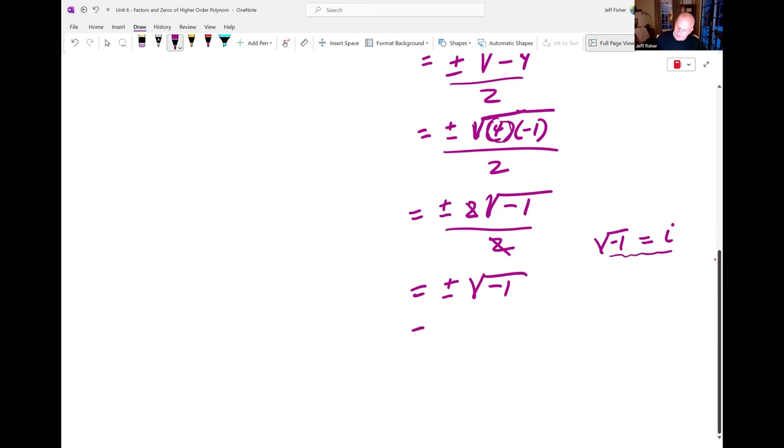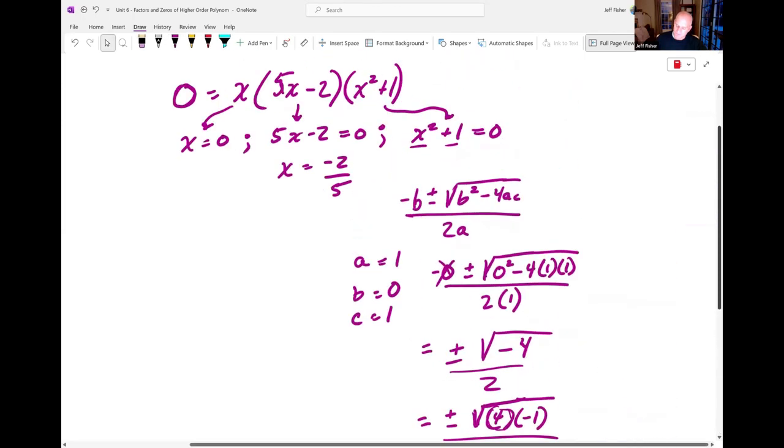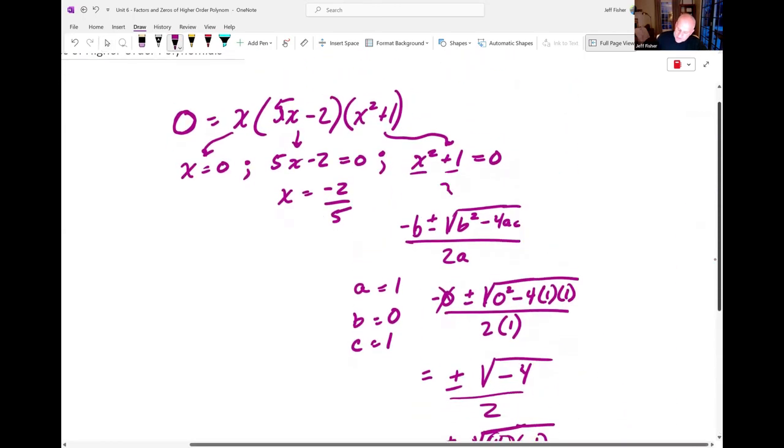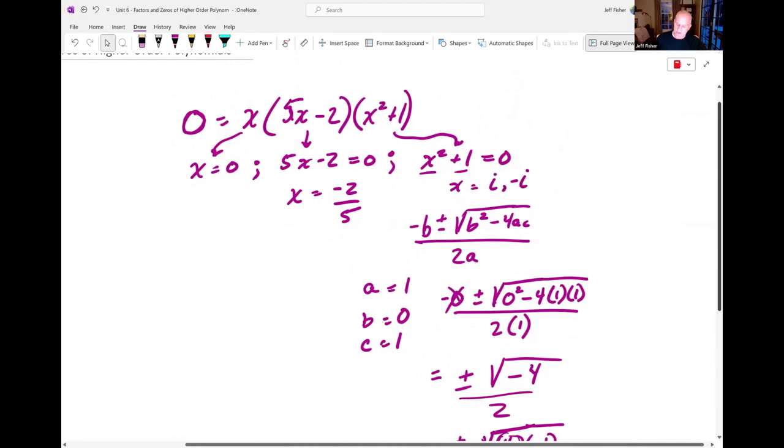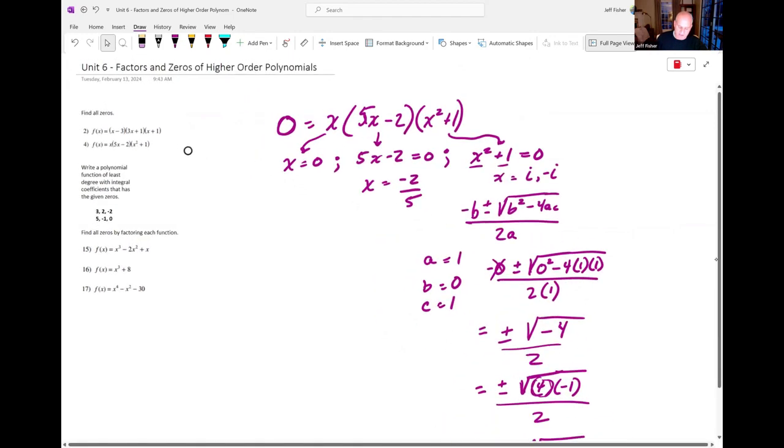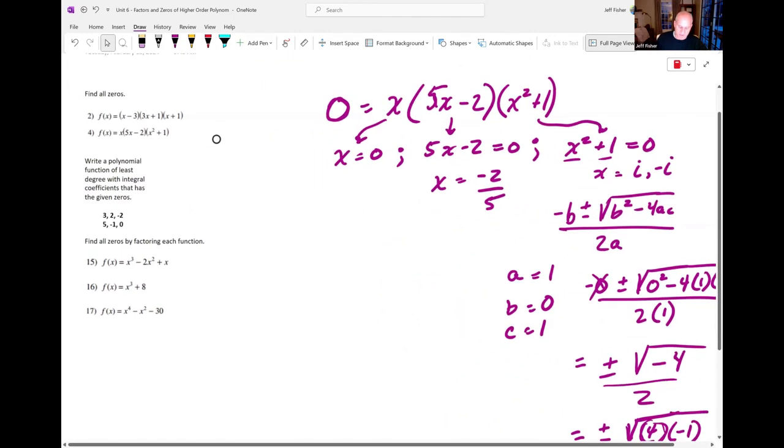It only exists in the complex numbers. So our final answer is plus or minus i. Okay, so our final answer is i and negative i. Okay, so there you go. So this x equals i and negative i. And those are our solutions and our zeros for this polynomial.